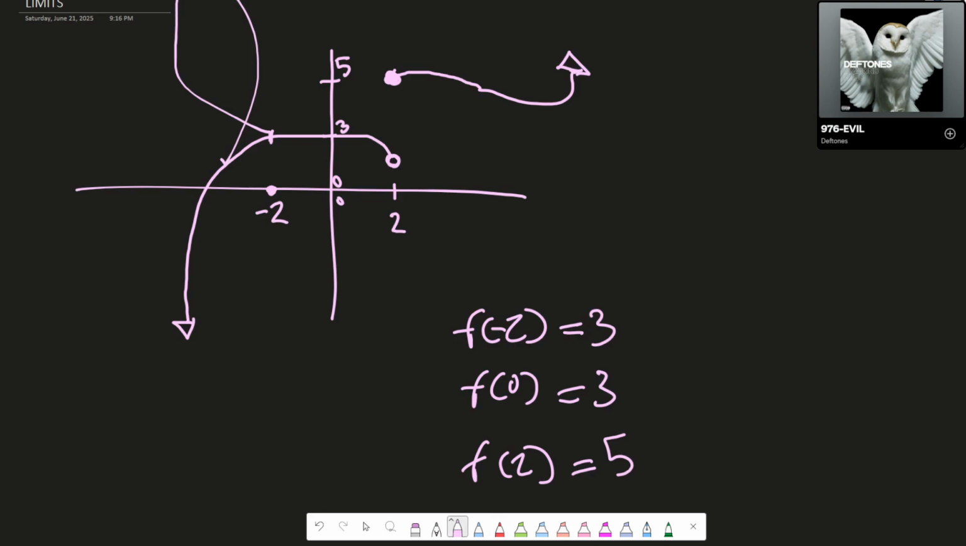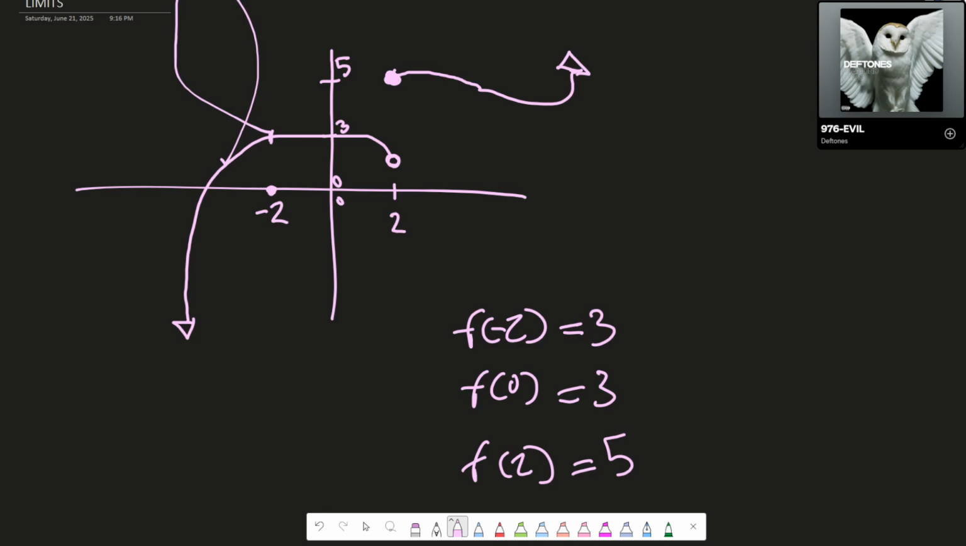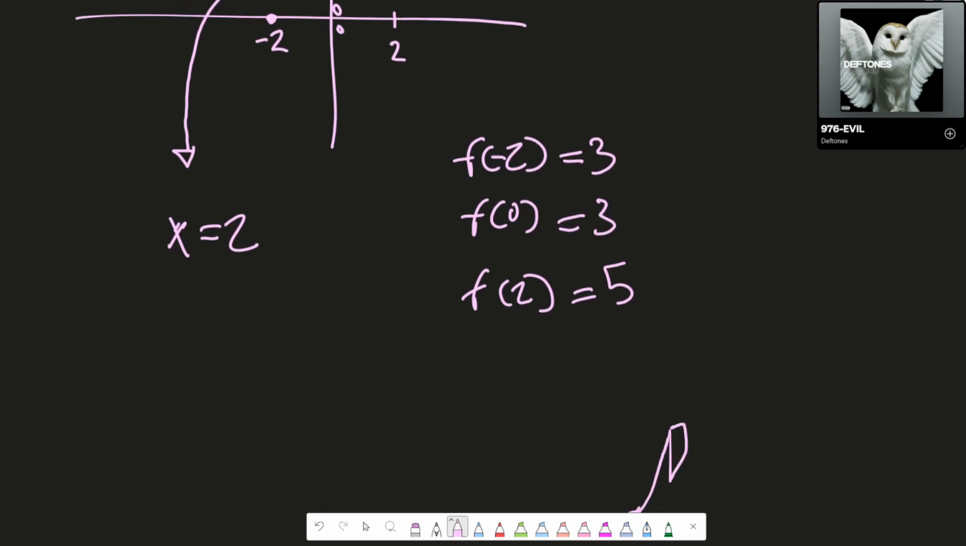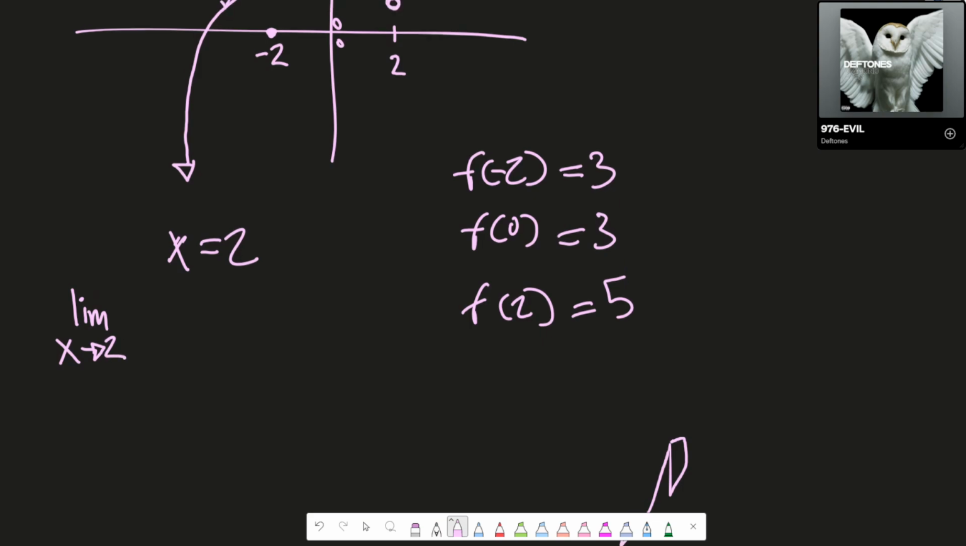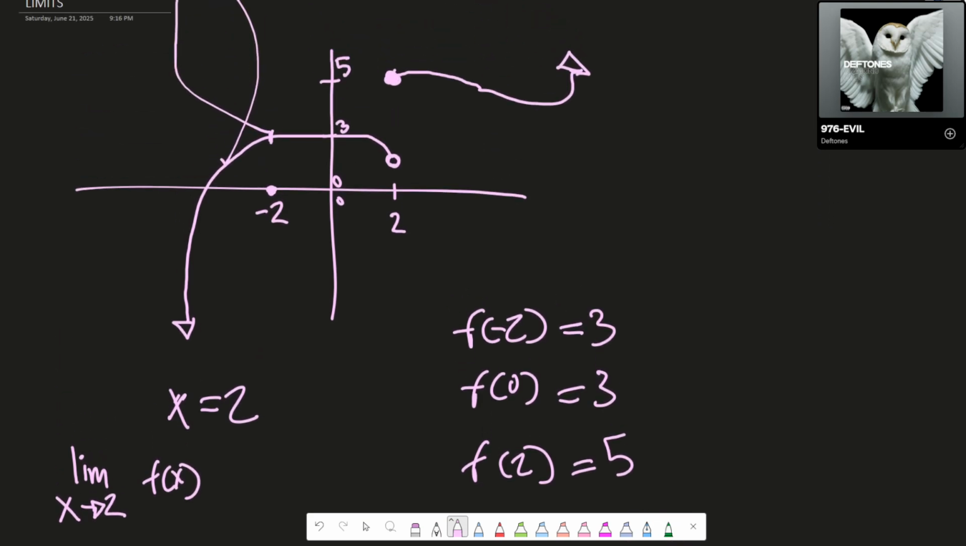In order to better understand this, we can look at the really conceptual limit. What I mean by conceptual limit is the concept of approaching x equals 2, what is really happening here? And we can use limit notation. Limit notation would be lim, and then we're approaching x equals 2. So we have x approaching 2. And then let's just say f of x. So what is happening when x is approaching 2?